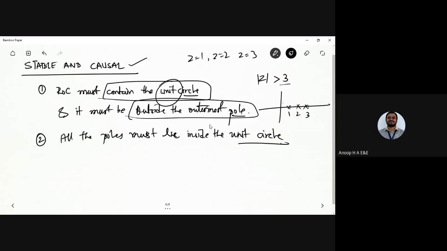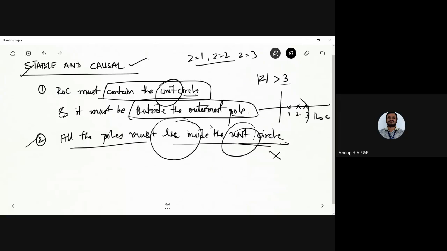Okay, so next, all the poles must lie inside the unit circle to be called stable and causal. In here, you are saying the system is said to be |z| > 3, so the ROC will be this one. All the poles must lie inside the unit circle, otherwise you cannot call the system stable. So it is a non-stable and non-causal system. In such cases you are saying the system is not stable or not causal. Both the conditions have to be specified to call it a stable and causal system.